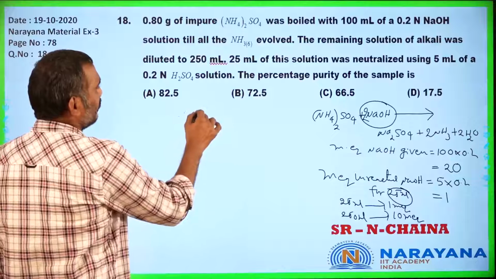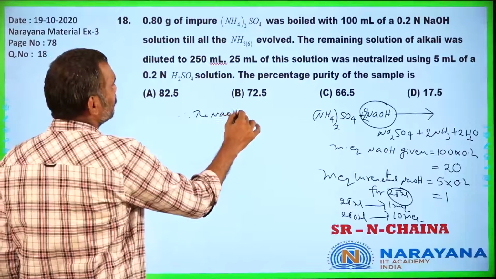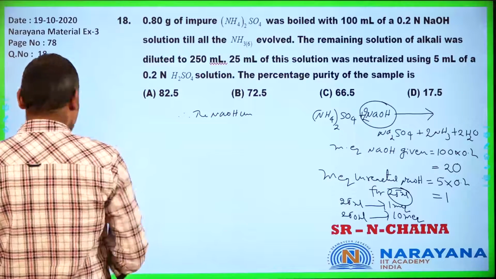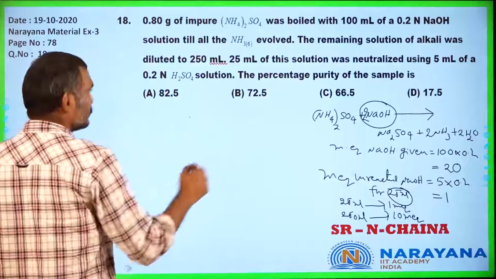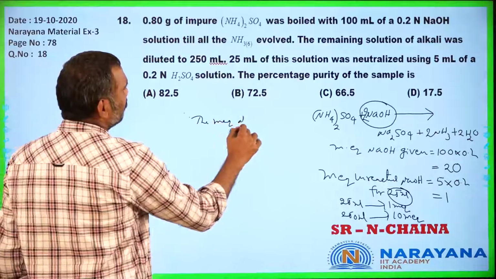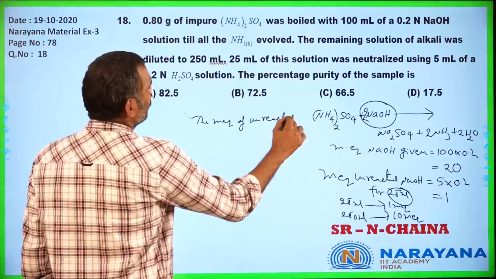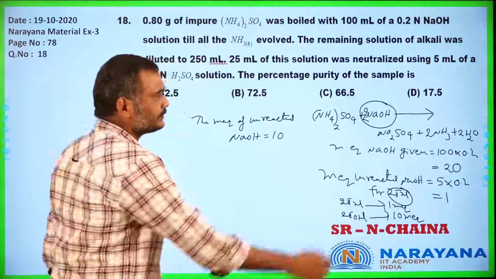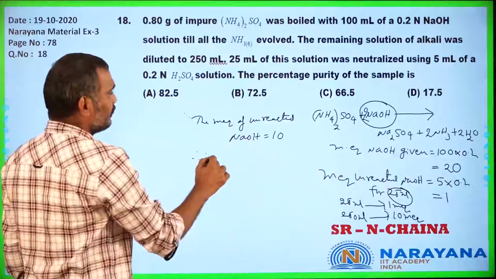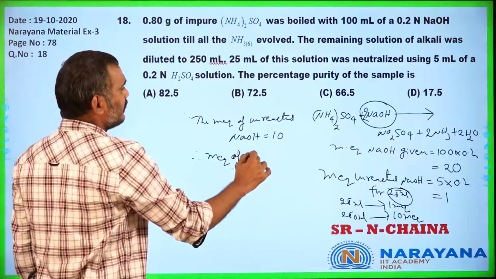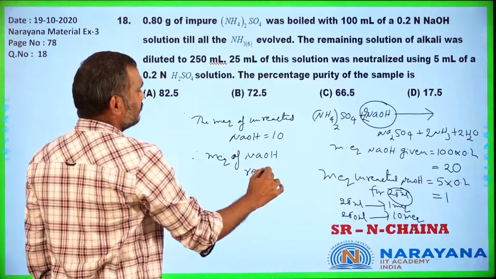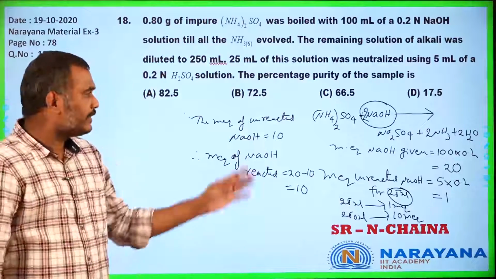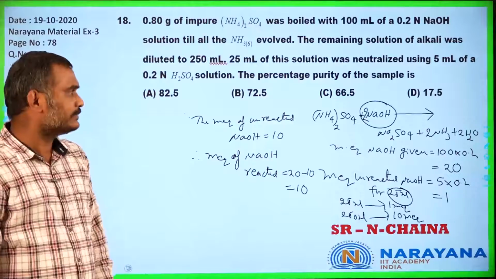Therefore, the milli equivalence of unreacted sodium hydroxide is equal to 10. Unreacted is 10, given is 20. Therefore, milli equivalence of sodium hydroxide reacted is equal to 20 minus 10, that is 10. Milli equivalence of sodium hydroxide reacted is 10.